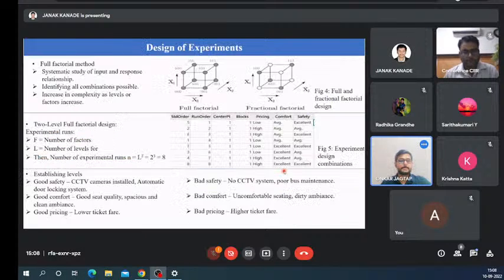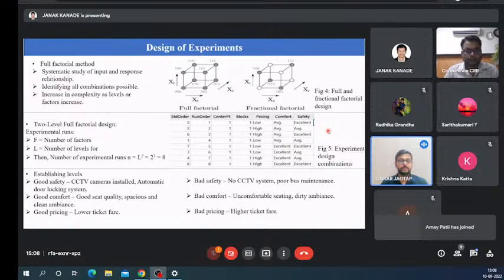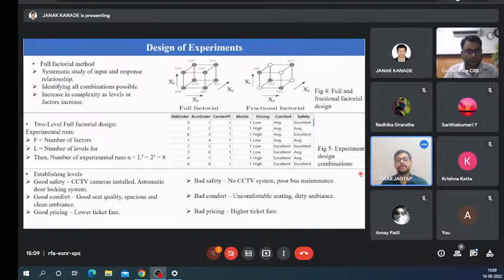Next. Let us see how we performed DOE. DOE as a method helped us design our survey comprehensively, as there were multiple factors. Here we can see there are three most important factors, and there were two levels, so the number of experiments to be done was 8. For example, we would ask people what the quality of service as perceived by them is if pricing is low, comfort is average, and safety is excellent, and so on. So this was the second stage.